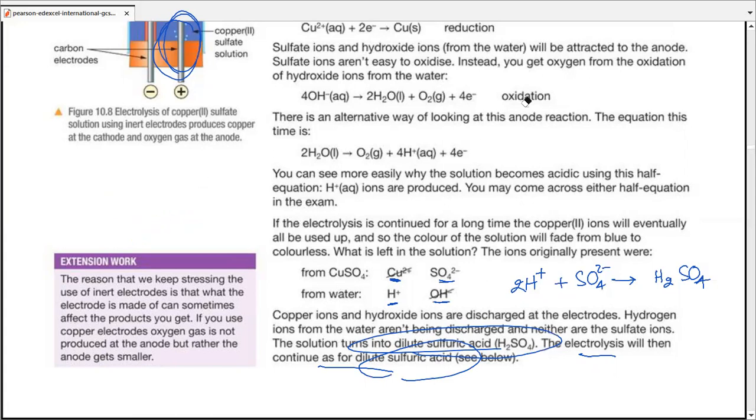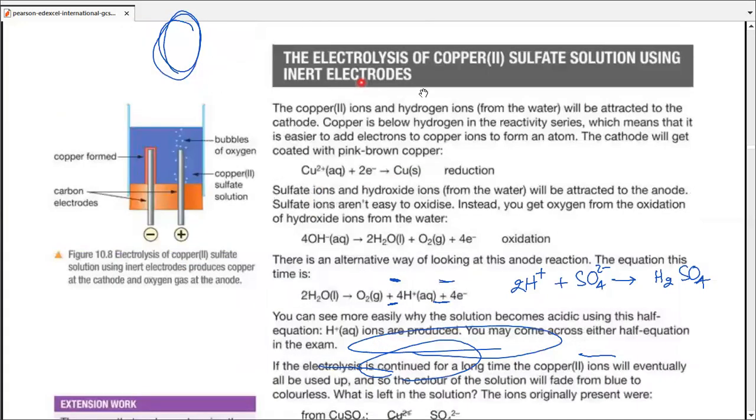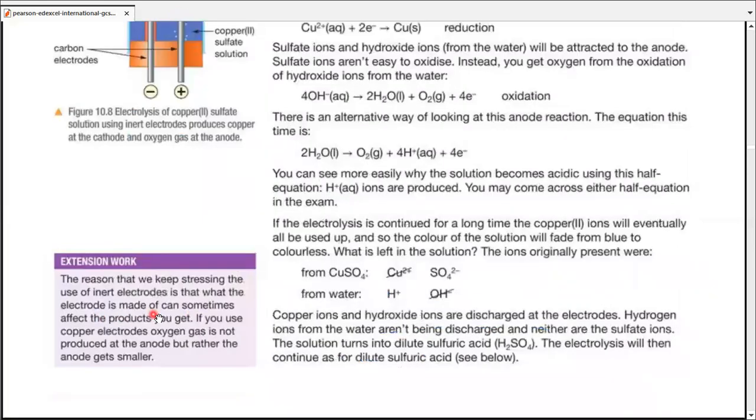All right. So the reason we keep on stressing the use of inert electrodes in every single heading given in the book is that what the electrodes are made of can sometimes affect the products that you get. If they're inert, they're not going to interfere with the products. If they're not inert, they may interfere with your products. So if you use copper electrodes, oxygen gas is not produced at the anode, rather the anode gets smaller.